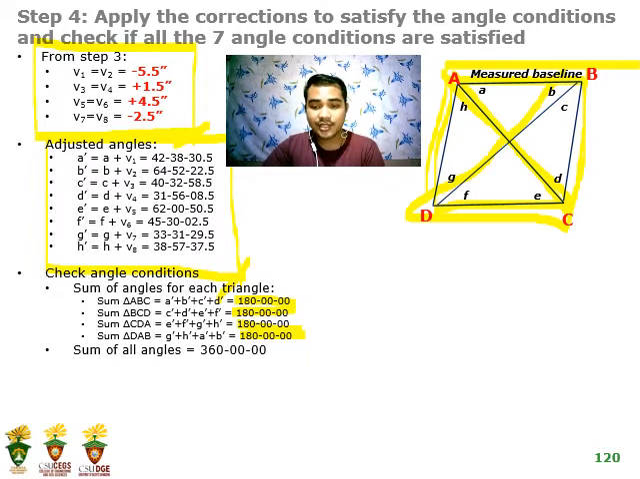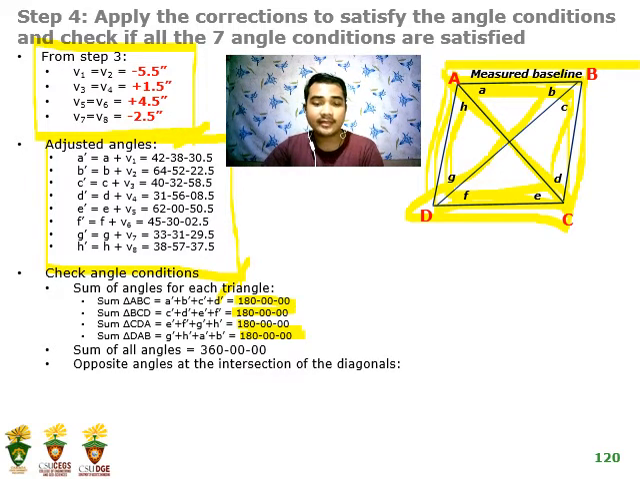And the second condition is that the whole sum of the interior angles within this quadrilateral must be equal to 360. Right? The sum of all interior angles of a quadrilateral is equal to 360.